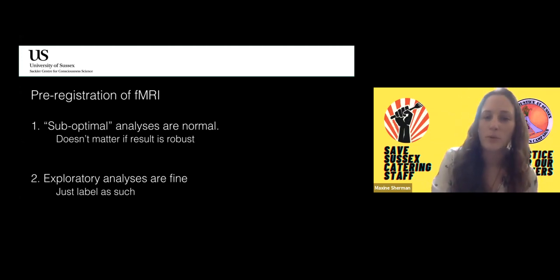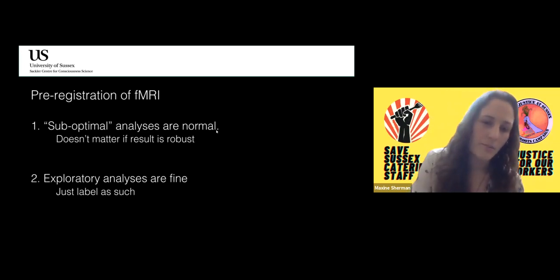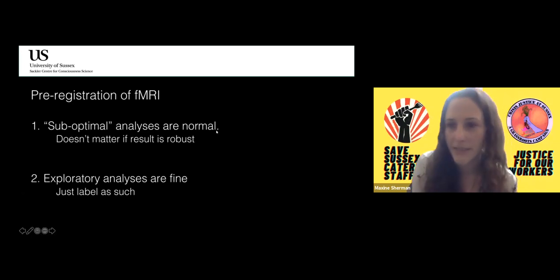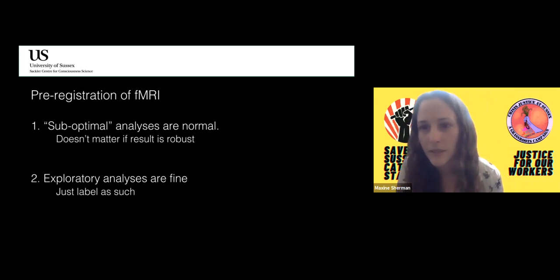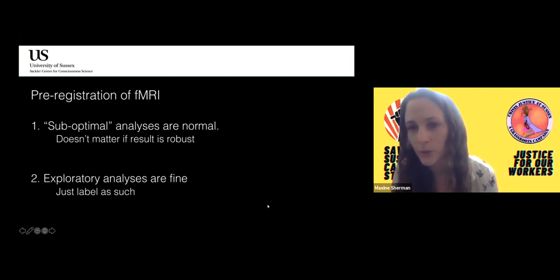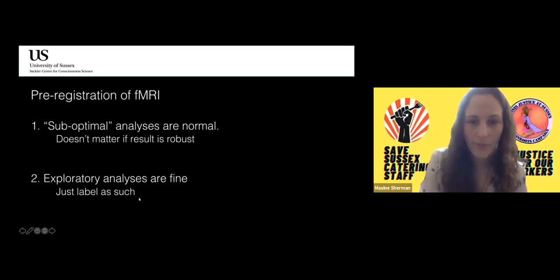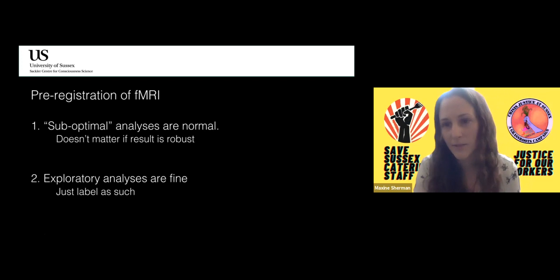Coming up with suboptimal analyses is completely normal. If your result is robust, it shouldn't matter anyway whether you're doing this kind of t-test or a parametric or non-parametric t-test, etc. It really shouldn't matter if the result is there. Exactly how you calculate your measure of interest, for example, bias, ideally shouldn't matter hugely if the result is robust. But that said, exploratory analyses are fine as well.